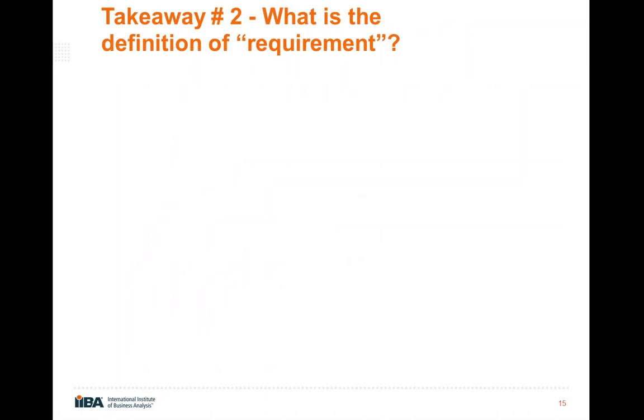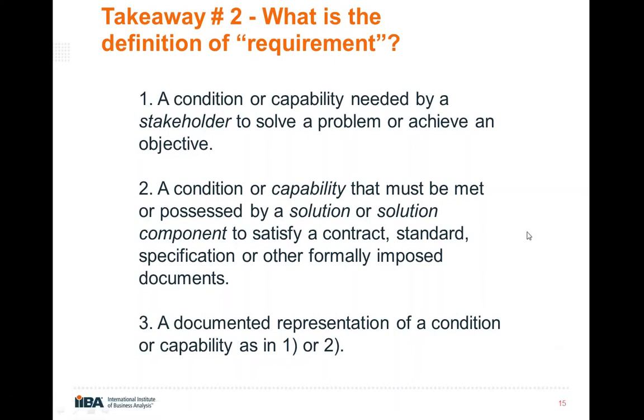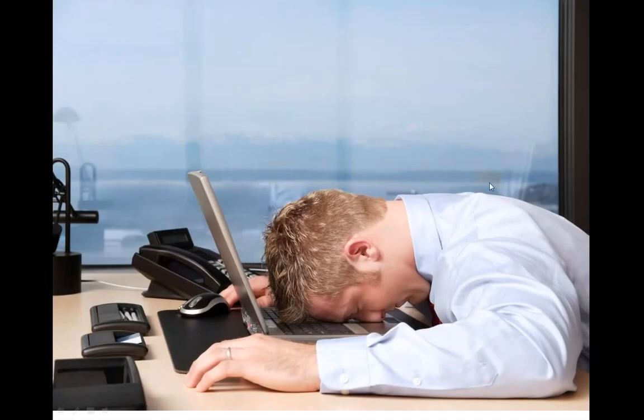The other one is the definition of requirement, right? So if you look at BABOK version 2, and if you look at the definition of what a requirement is, we used to say that it is a condition or a capability needed by a stakeholder to solve a problem or achieve an objective. Or we used to say it's a condition or a capability that must be met or possessed by a solution or solution component to satisfy a contract, standard, specification, or other formally imposed documents. Or third, a documented representation of conditions stated in the above 2 points. Again, it is so complex, right?